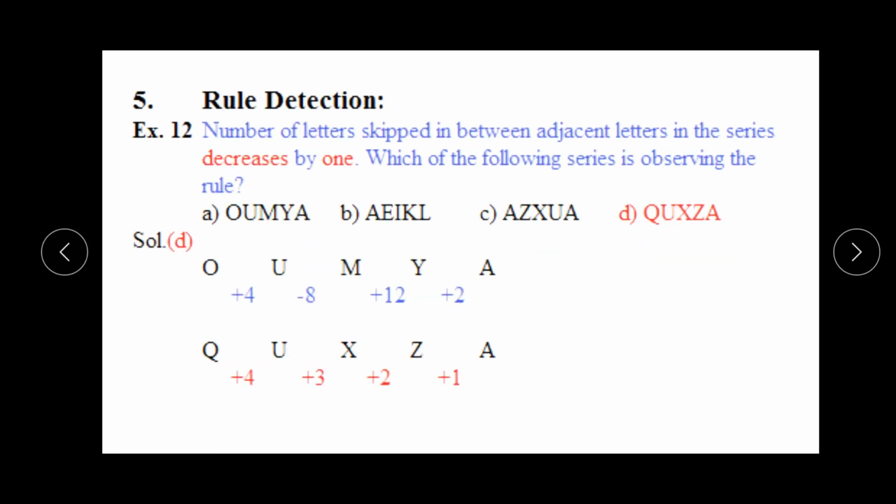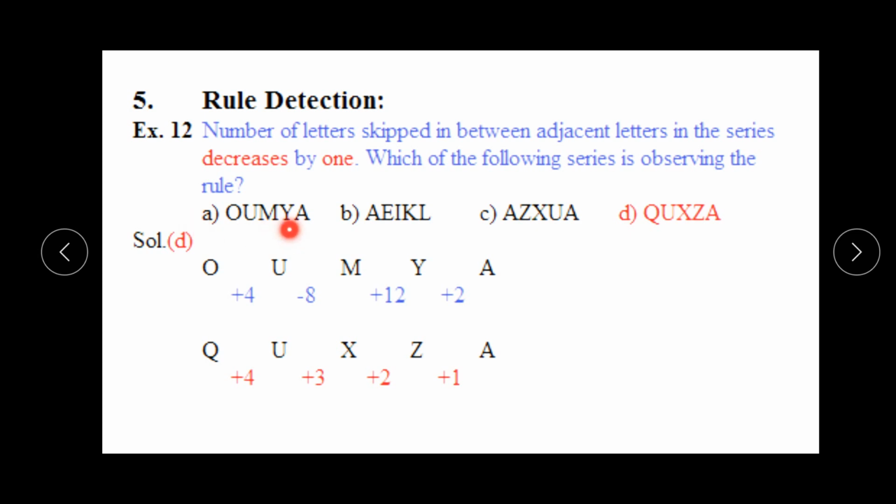Number 5th, that is rule detection. This is the 5th type of alphabet and number sequence test. Rule detection: the number of letters skipped in between adjacent letters in the series decreases by 1. Which of the following series is observing the rule? It means these 4 options have 4 series in which we have to find out which alphabets are skipped by numbers which decrease by 1.